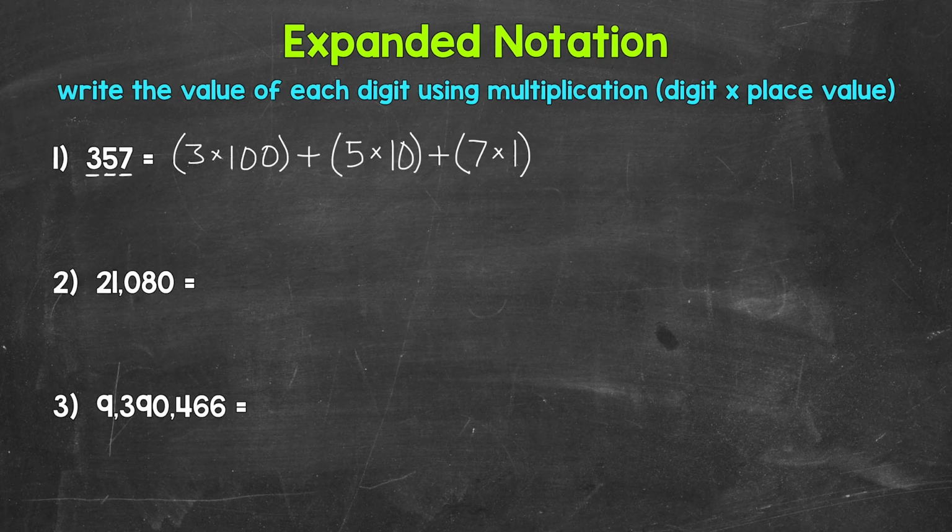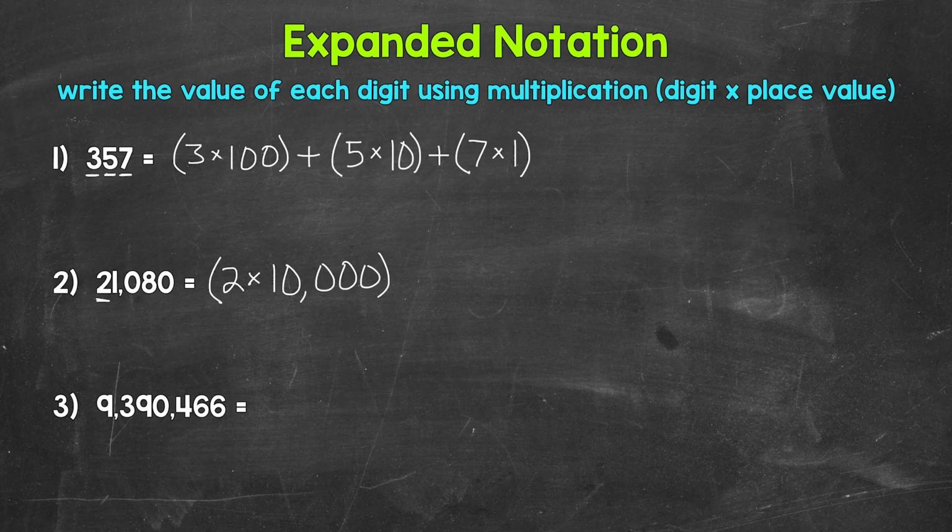And that's it. That's the expanded notation of 357. We expanded that number out to show the value of each digit using multiplication. Each digit times its place value. Moving on to number 2, we have 21,080. Let's start with the furthest digit to the left. So this 2 right here. So we can start with this 2, and then that 2 is in the 10,000s place, so times 10,000. This 2 has a value of 2 10,000s, 2 groups of 10,000, which is 20,000.